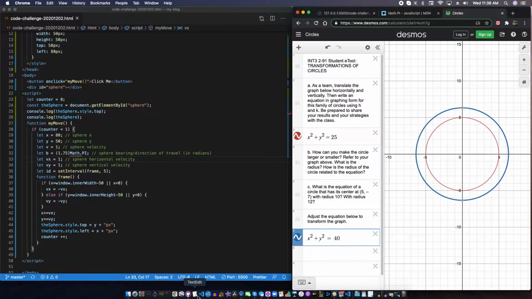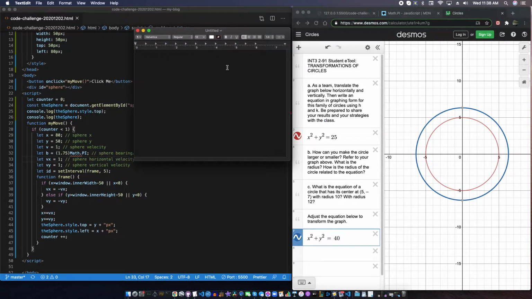So I had to say if x squared plus y squared equals radius, or in this case, radius is velocity. So we'll call it v, because we're talking about the distance that's going to be traveled by this sphere in this amount of time, 5 milliseconds. X squared plus y squared equals v. Okay.